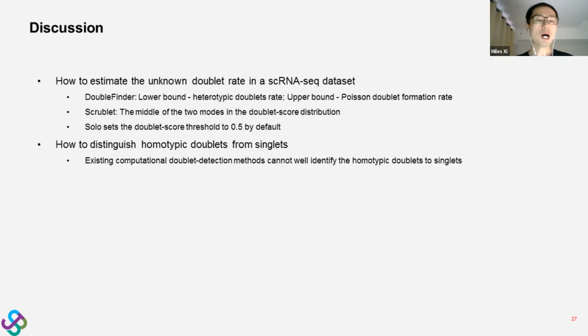The second one is how to distinguish homotypic doublets from singlets. Homotypic means the doublet comes from two very similar cells, or two cells of the same cell type, right? If that happens, that doublet is actually very much like a singlet. It's like you combine twins, then the new person is similar to either one of the twins. However, if you combine, say, two persons from two different countries, they're very easy to identify. So the question is how to identify those homotypic doublets from singlets.